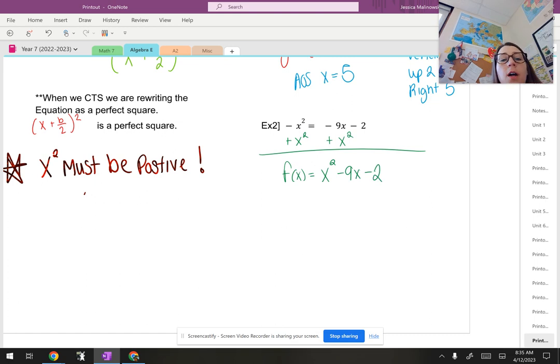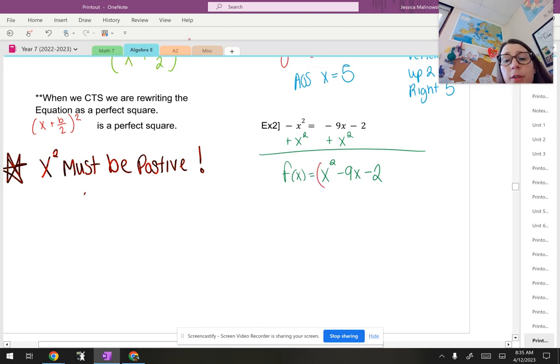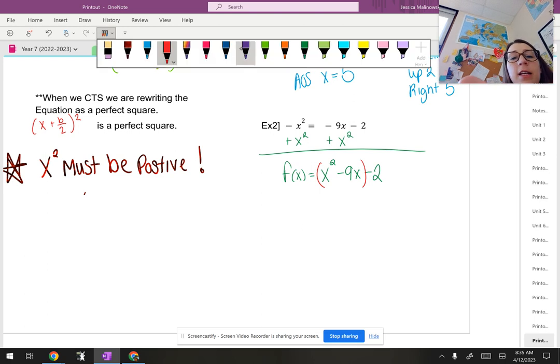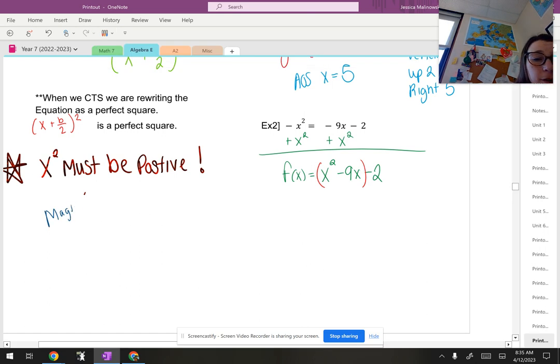All right, and so we're just going to go through those steps again. First step from up above was to group the x terms together. Boom, done. Second step is to find your magic number.